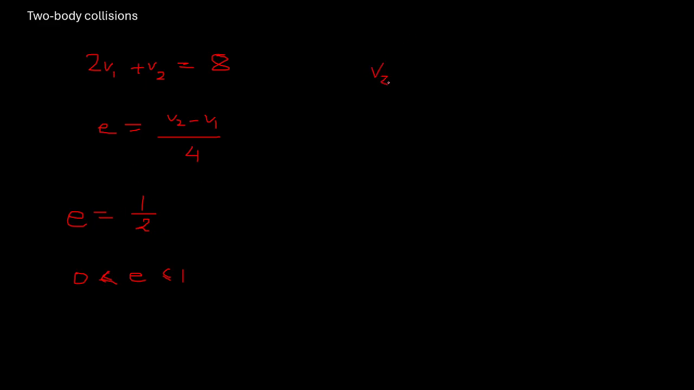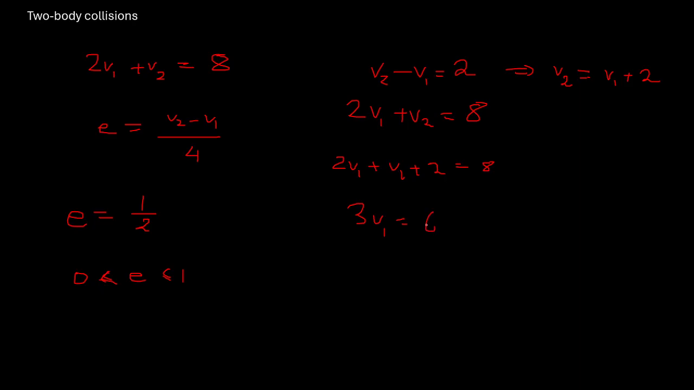So in that sense, we would get v2 minus v1 equals to 1 by 2 times 4, which is 2. And we write the second equation, 2v1 plus v2 equals to 8. Now with these equations, we can either do simultaneous equations or elimination, whatever sounds better for you. So in this case, let's consider substitution. v2 equals to v1 plus 2. So in that sense, it will be 2v1 plus v1 plus 2 equals to 8. And 3v1 equals to 6, v1 equals to 2 meter per second.